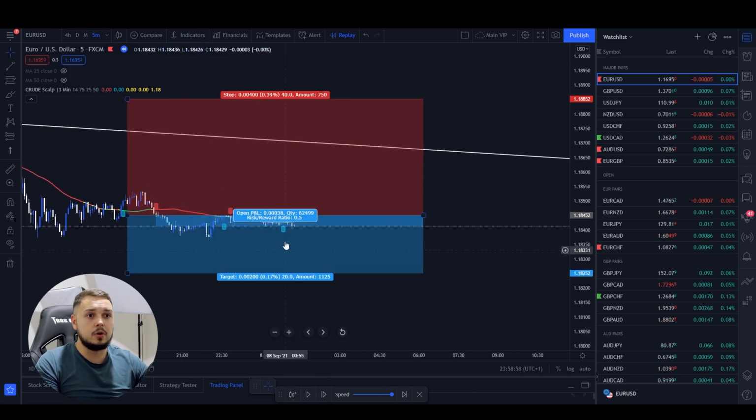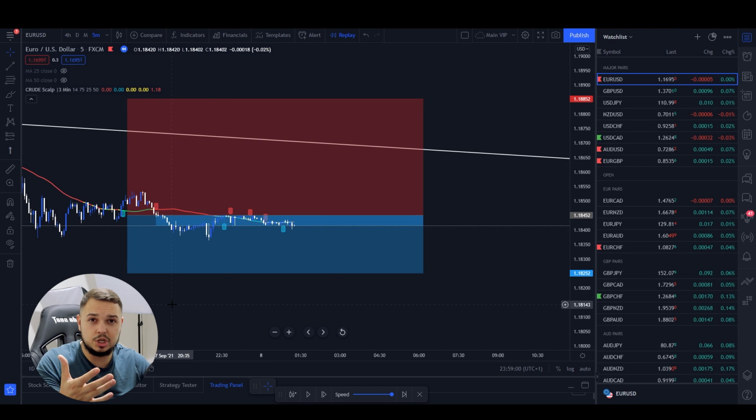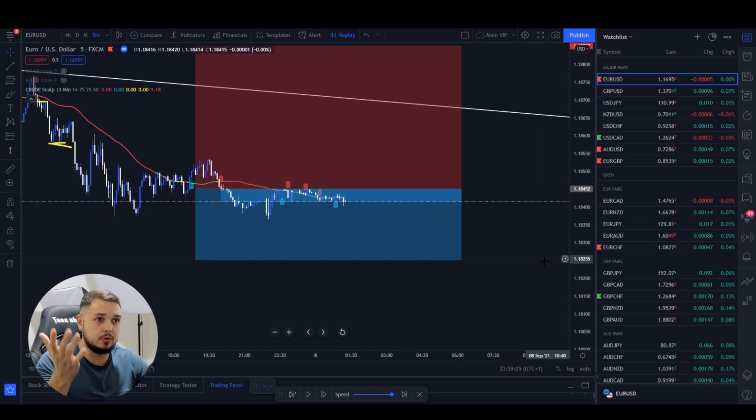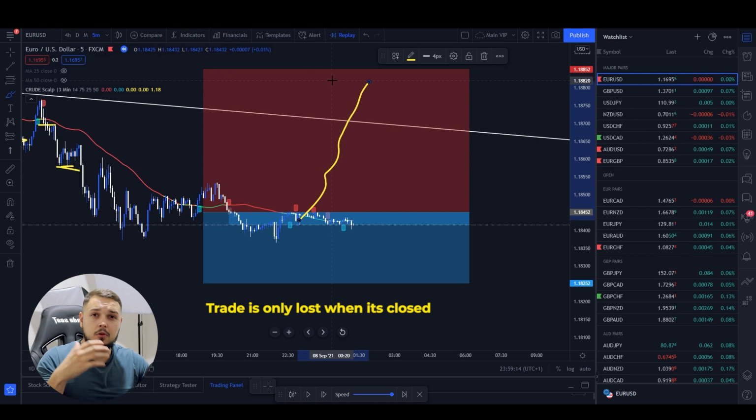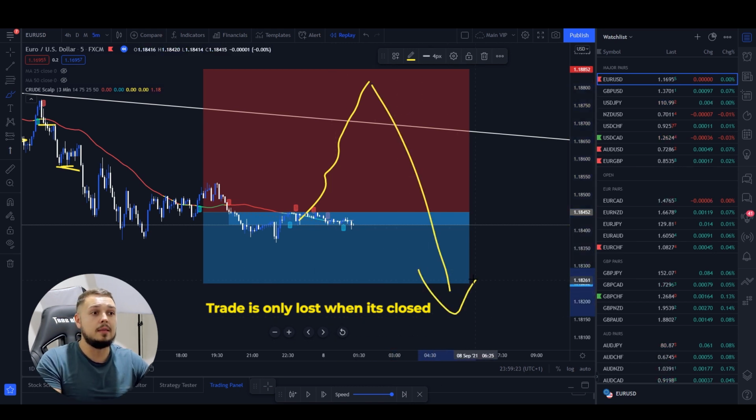And even if a crossover over here happens, it hasn't reached your take profit level, so you don't want to close off your trade. Even if a crossover happens, or even if it continues to move up till over here, you don't close the trade. It's only lost if you close it. It has to hit your stop loss level.